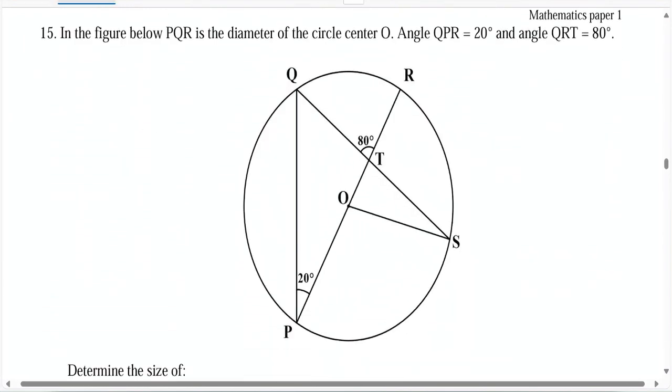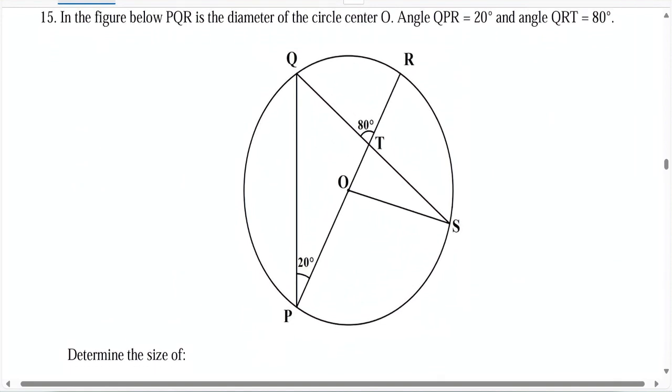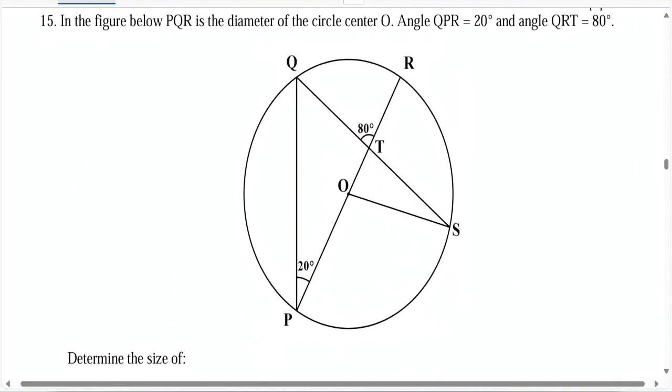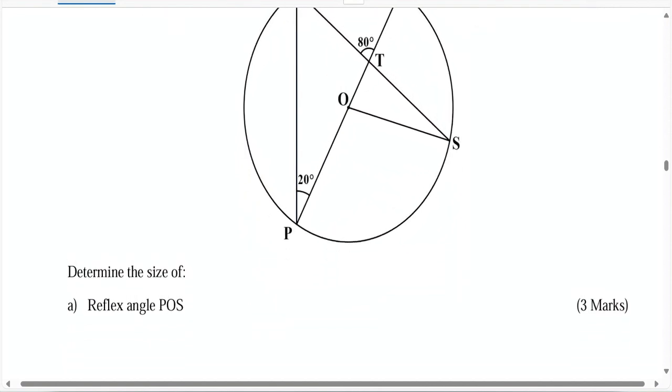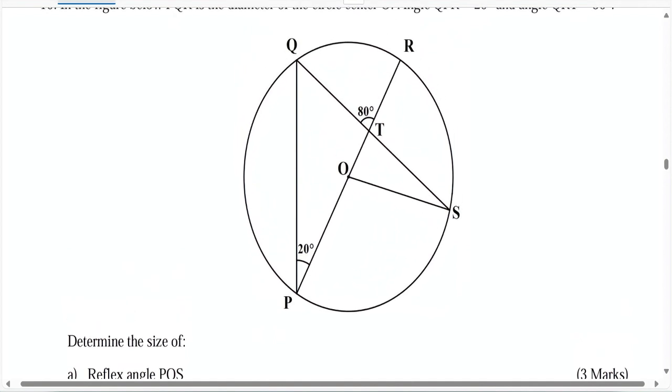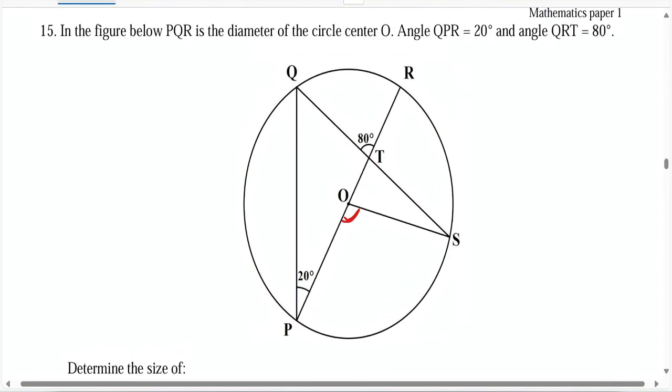Question 15 na bado maswali mawili tu. In the figure below, PQR is the diameter of the circle, center O. Angle QPR equal to angle QRP equal to 20 and angle QRT equal to 80 degrees. Determine the size of reflex angle BOS. Where is our BOS? BOS, yani this angle. So let's calculate everything. So wacha nifanye hii, wacha tuchore hii kitu.